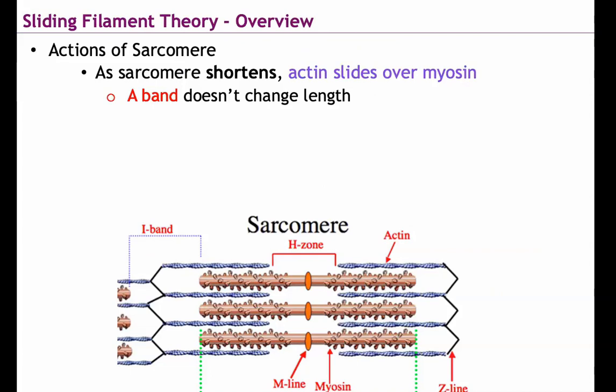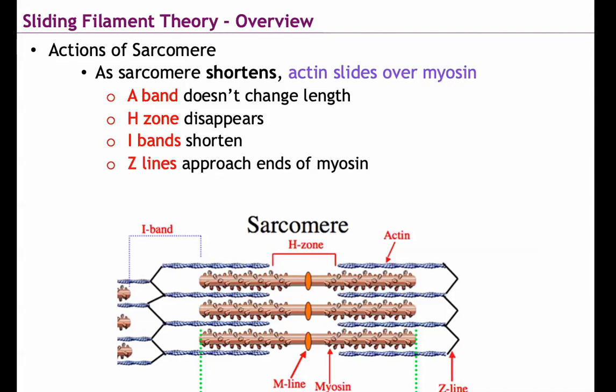All right, so let's review. Shortening of a sarcomere. This picture here shows every zone and every band. As the sarcomere shortens, actin slides over the myosin towards the M-line. We already know the A-band does not change in length. It stays the same. The H-zone disappears because the actin slides into it, and the I-band shortens because there's less of the actin on the outside. It has traveled towards the inside.